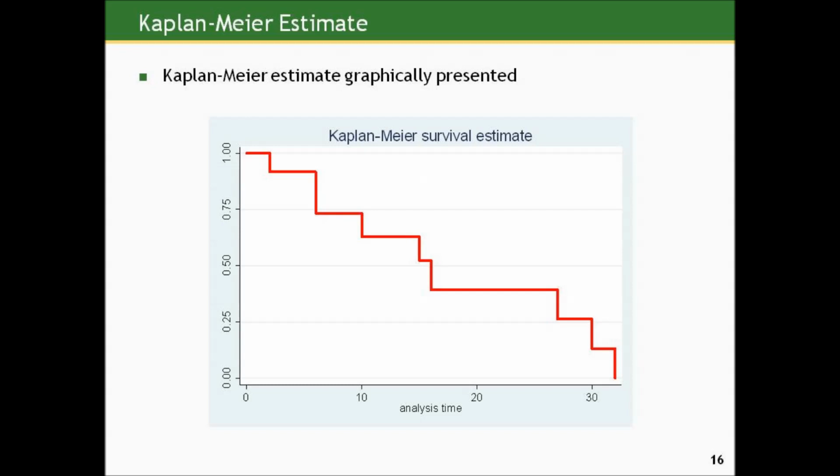For our hemophiliac HIV, AIDS, and death example, here's the Kaplan-Meier estimate presented graphically. And you can see it starts off at 100% up until time 2, where it drops to 92% and then keeps going, as we discussed in that tabular format.